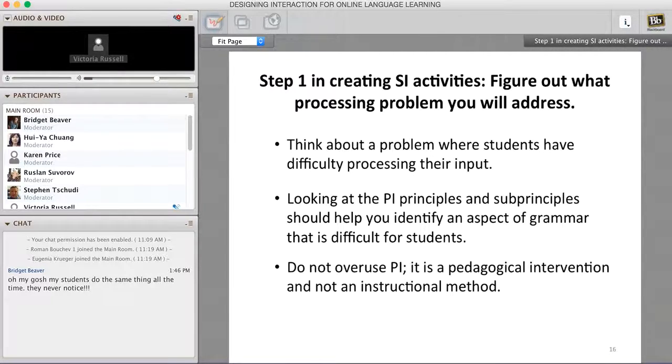aspects of their input. As a Spanish instructor, I know that they're going to have trouble processing object pronouns in word order. I know they're going to have trouble processing the Spanish subjunctive in the adjectival clause. So I'm going to parachute in and bring in the processing instruction for these forms. Now, if you look at the principles and the sub-principles of the model, it can help you figure out when to use processing instruction. These are all listed for you in the Dig Deeper readings for Lesson 13.